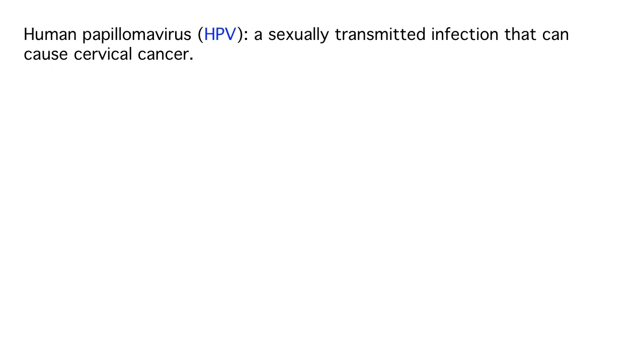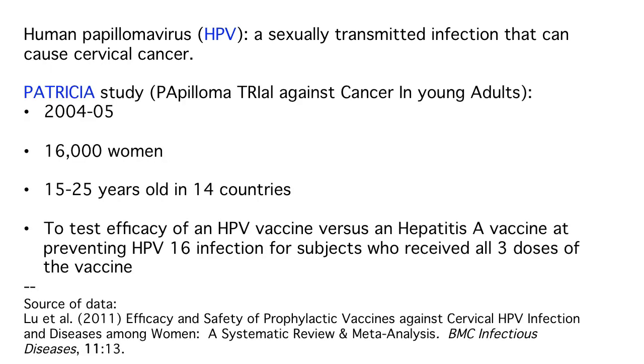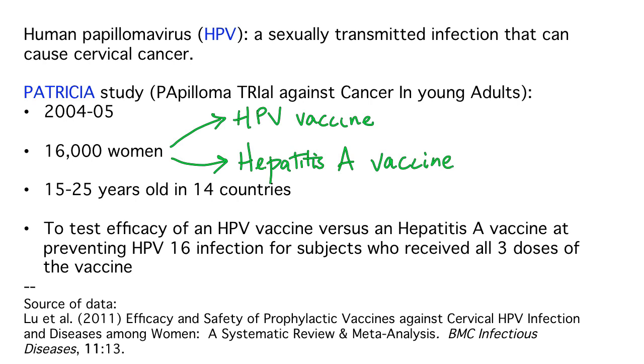We'll only look at protection against HPV-16, the most common type that is associated with 55% of all cases of cervical cancer. We'll look at data from the PATRICIA study, a large study in 2004-05 that recruited over 16,000 women from 15 to 25 years old in 14 countries. The women were randomly assigned to receive either the HPV vaccine or a hepatitis A vaccine in a 3-dose regimen, and were then followed for 3 years to assess their health.